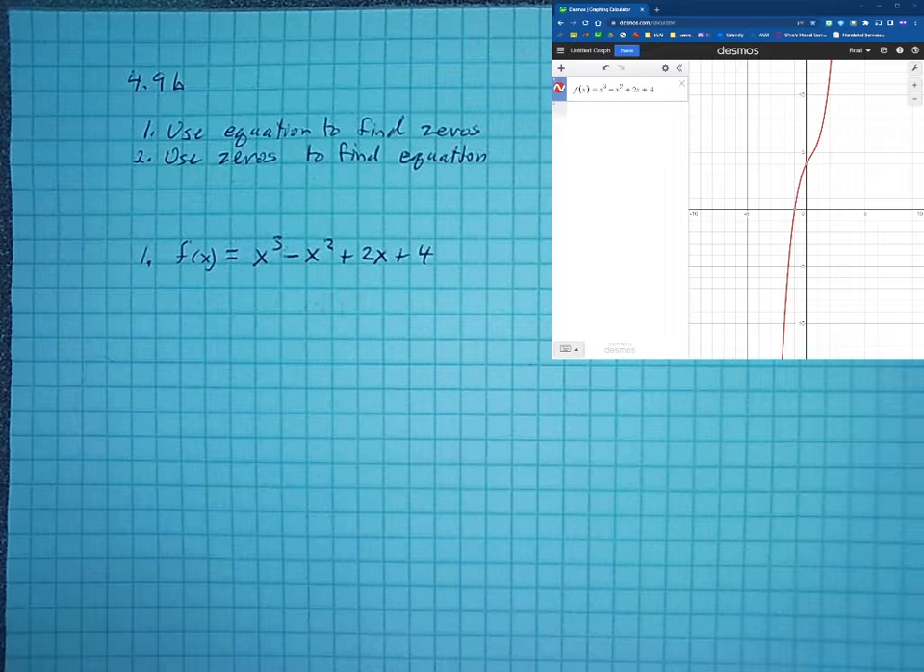So we need to start 4.9b today. In the first part, we were just solving equations by looking at the graph, finding the zeros, and breaking them down.